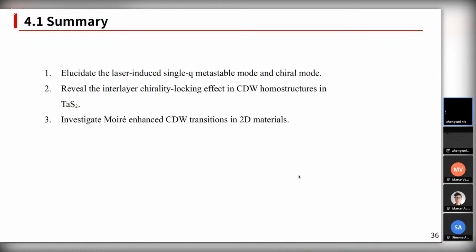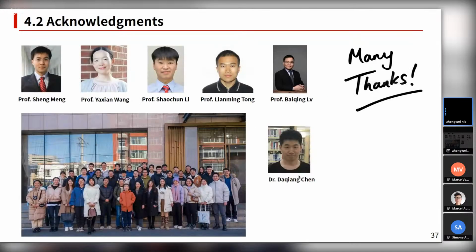And here is a summary. We investigated the charge density wave and the chiral mode. They reveal the interlayer interaction logic in the charge density wave homostructures, and we investigate more strain-enhanced charge density wave transitions in two-dimensional materials. And in the acknowledgement, Professor Lu and Professor Wang are my supervisors.